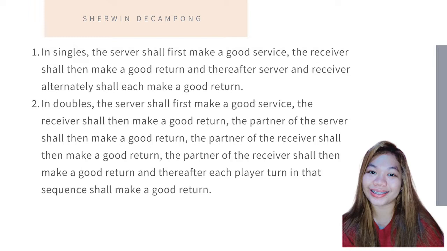Number 2. In doubles, the server shall first make a good service. The receiver shall then make a good return. The partner of the server shall then make a good return. The partner of the receiver shall then make a good return, and thereafter each player in turn in that sequence shall make a good return.